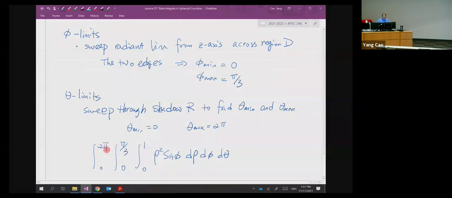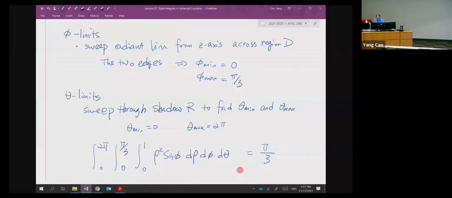This is a very simple integral, so you can calculate it, right? First integrate rho squared, then integrate with respect to phi, and then integrate with respect to theta. So you should get pi over 3. Even with high school math, you're probably able to calculate this volume, but this is formally done through a triple integral calculation.